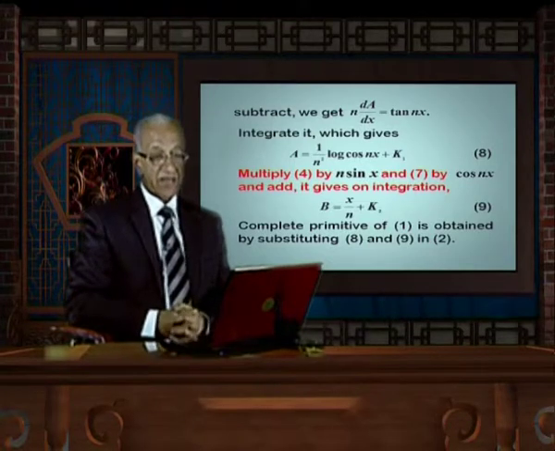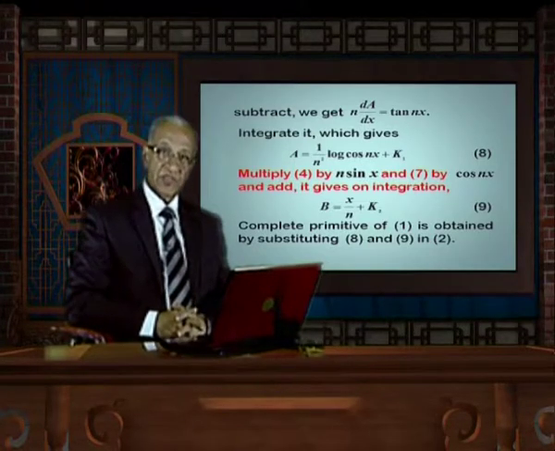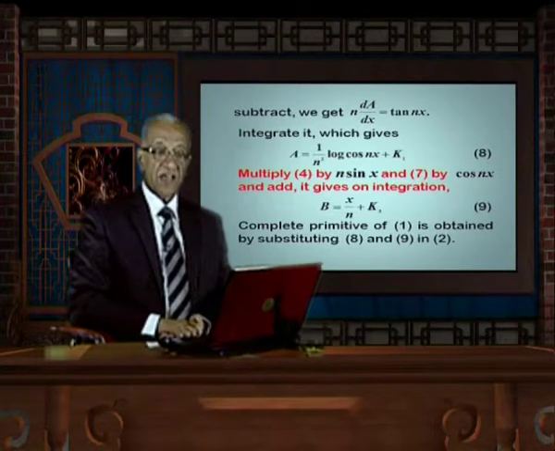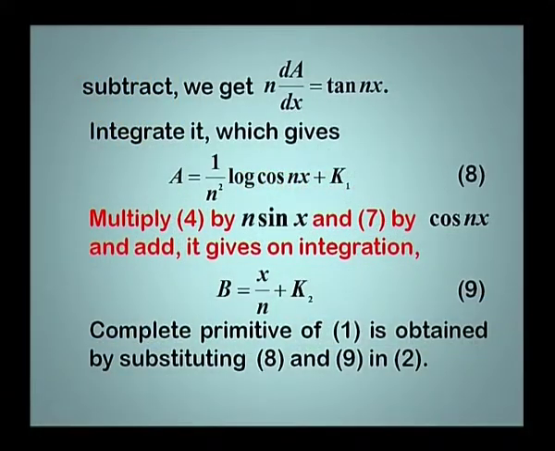Further we go, repeat almost the same process, but a little vice versa, as you can read. Multiply 4 by n sin nx and 7 by cos nx and add; it gives on integration b is equal to x upon n plus k2. K2 is another constant. The complete primitive of 1, primitive meaning the solution of the given equation 1, is obtained by substituting the relations 8, 9 and 2.